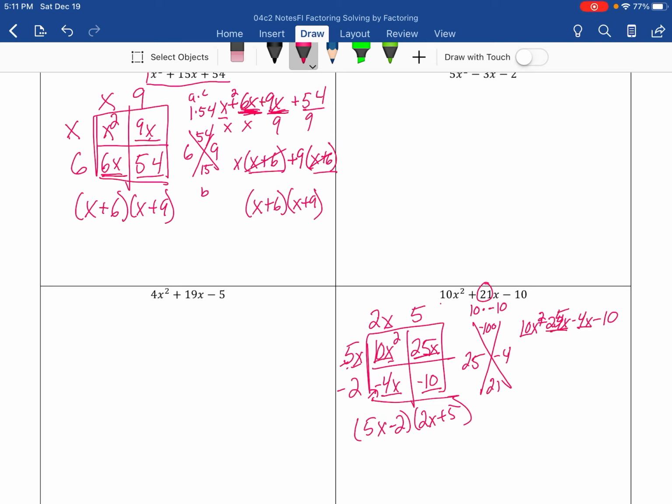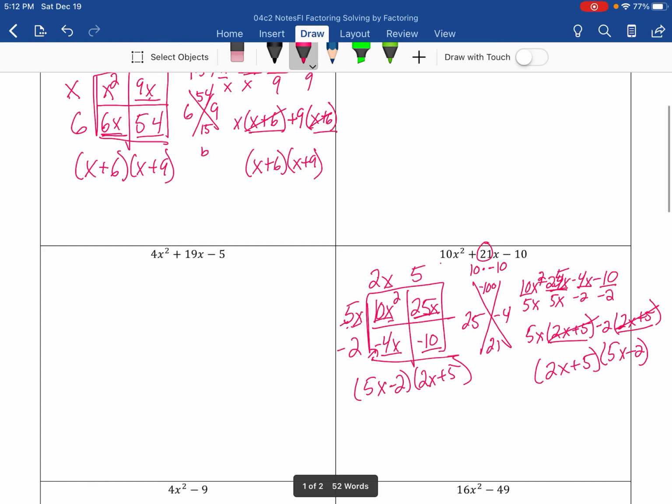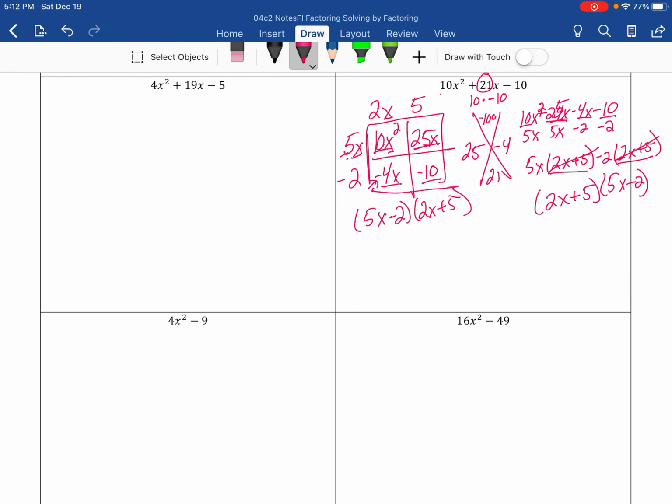Here, the same thing. This should be a 25x. Find my greatest common factor, which is 5x. So I factor out a 5x. That's going to be a 2x plus 5. The greatest common factor of the other part is a negative 2. Again, if this third term is negative, you factor out a negative 2. That's going to be 2x plus 5. I notice that they both have 2x plus 5, so I factor that out, and I'm left with 5x minus 2.